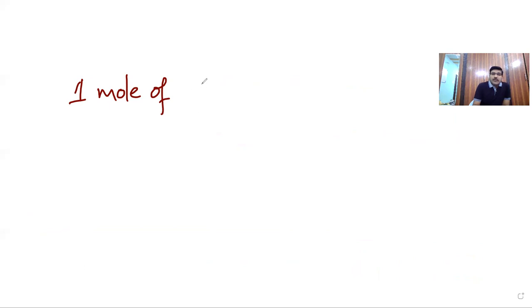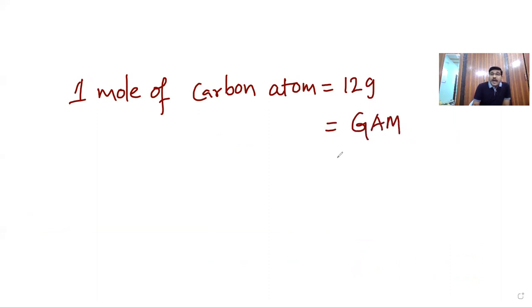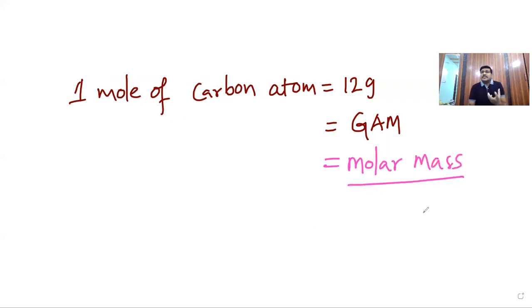So I clearly write: 1 mole of carbon atoms is equal to 12 grams. This is known as gram atomic mass, and this is also known as molar mass. It is a general term used. Molar mass means the mass of 1 mole of atoms. Here afterwards, gram atomic mass is also known as the molar mass.